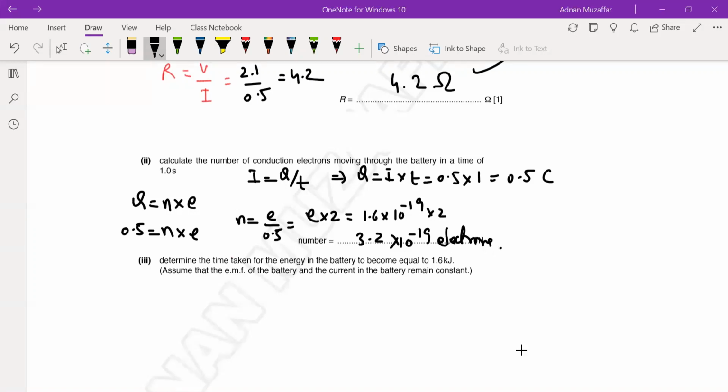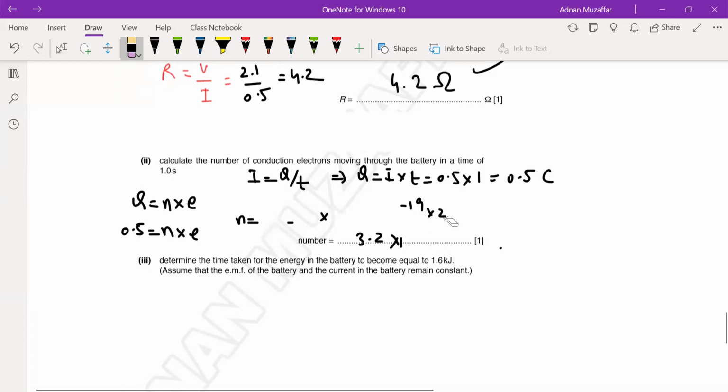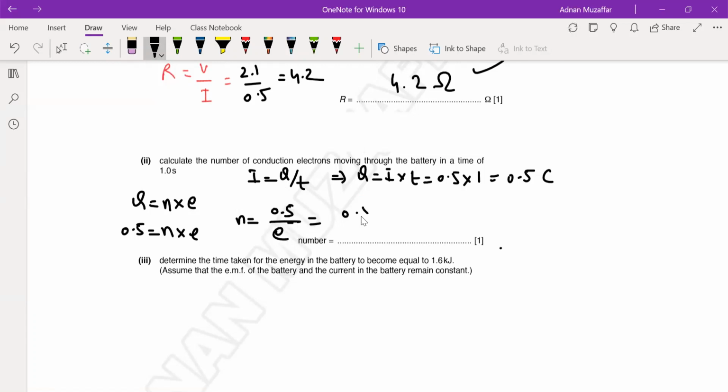Okay. सर गलत नहीं हो गया? क्यों? सर, 0.5 डिवाइड बाय ई होना चाहिए ना? मैं भी ये सोच रहा हूँ, you are right. Sorry, क्या हो गया मैथ्स का? It should be 0.5 divided by E, that is 0.5 over 1.6 into 10 to the power minus 19. क्या आता है आंसर? I'm calculating. 3.125 times 10 to the minus 20.